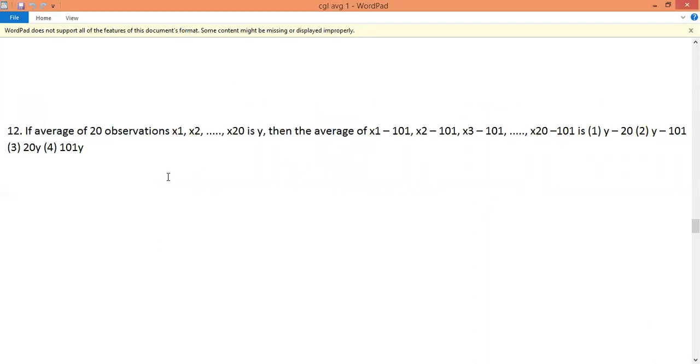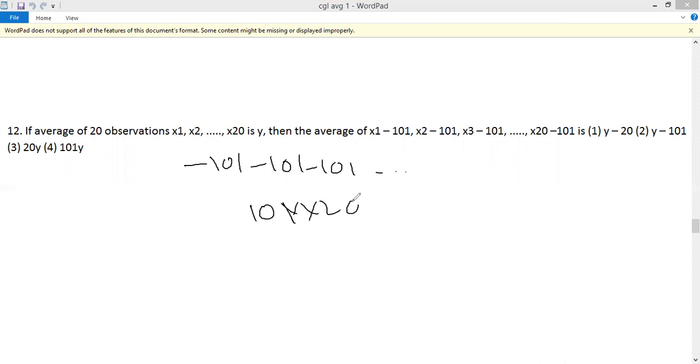Next, if the average of 20 observations is y, then average each number is subtracted by 101. So average also subtracted by 101. Answer is y minus 101. Right? 2 is answer. Why? Suppose each number is subtracted. So what is that? How many minus 101s? Minus 101 minus 101 like this. How many numbers? Sum 20 numbers. So 101 into 20 by how many numbers? 20. So minus 101. Final also minus 101. So y minus 101. Right.